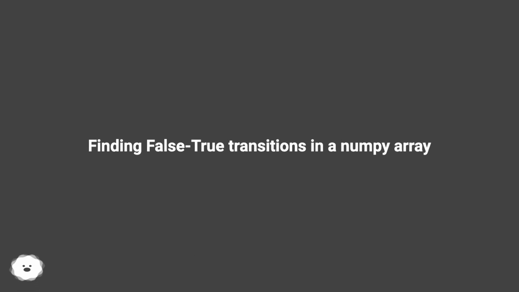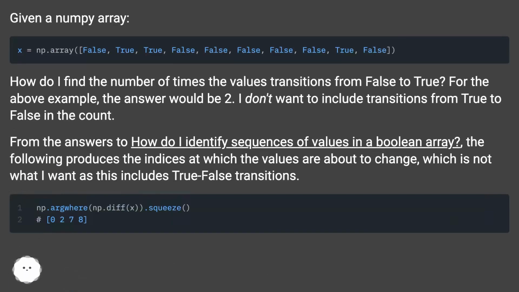Finding false-true transitions in a Numpy array. Given a Numpy array, how do I find the number of times the values transition from false to true? For the above example, the answer would be 2. I don't want to include transitions from true to false in the count.